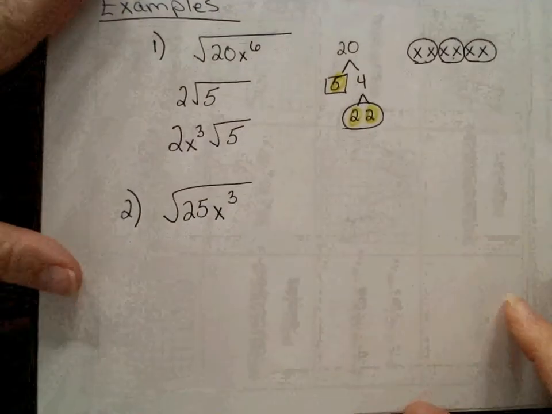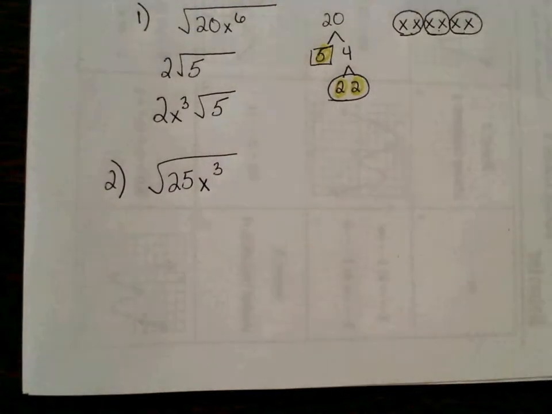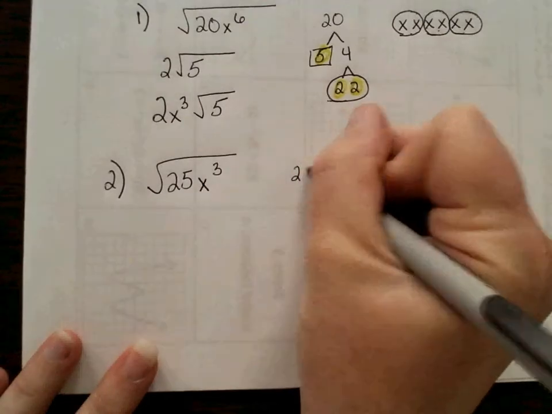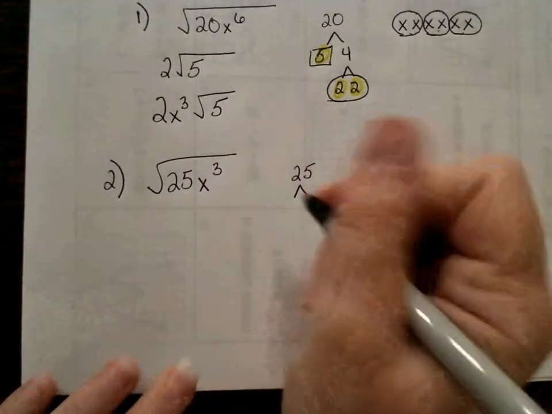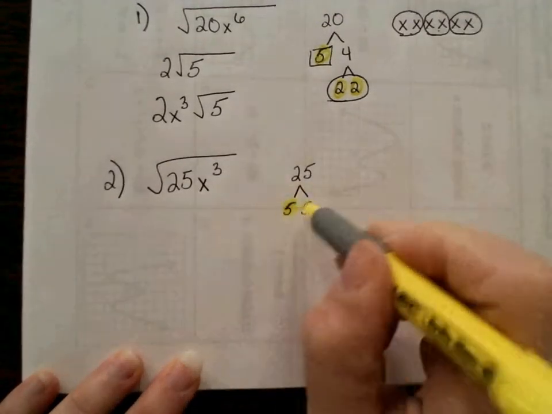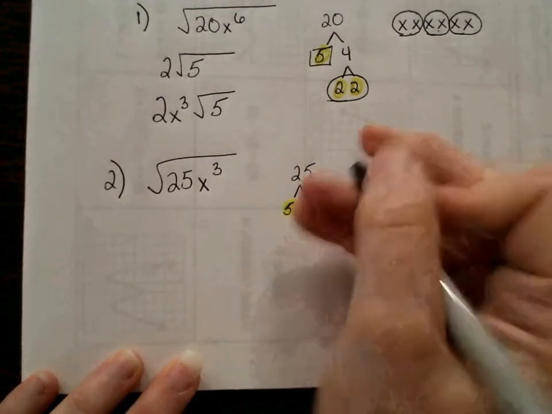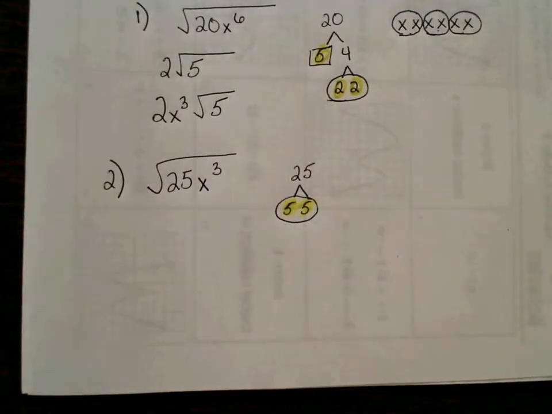Okay, so here's the problem. The square root of 25x cubed. So 25, if I break that down, is going to be 5 and 5. That was easy. Which means what happens? Then you're done, because, well, 5. I pull the 5 out front, right?